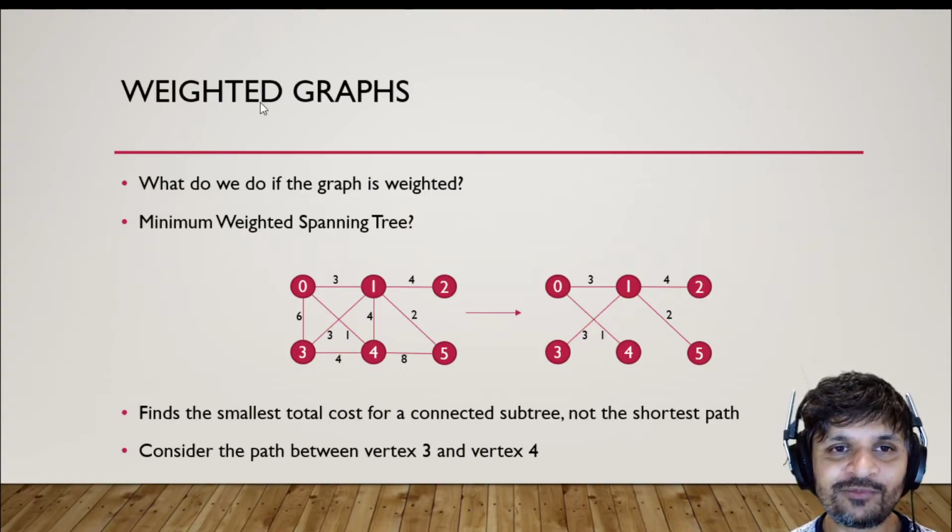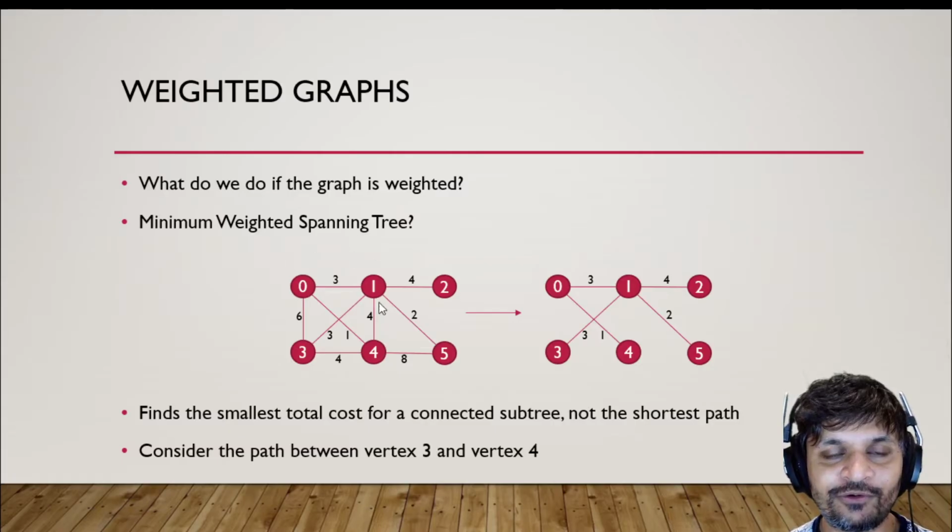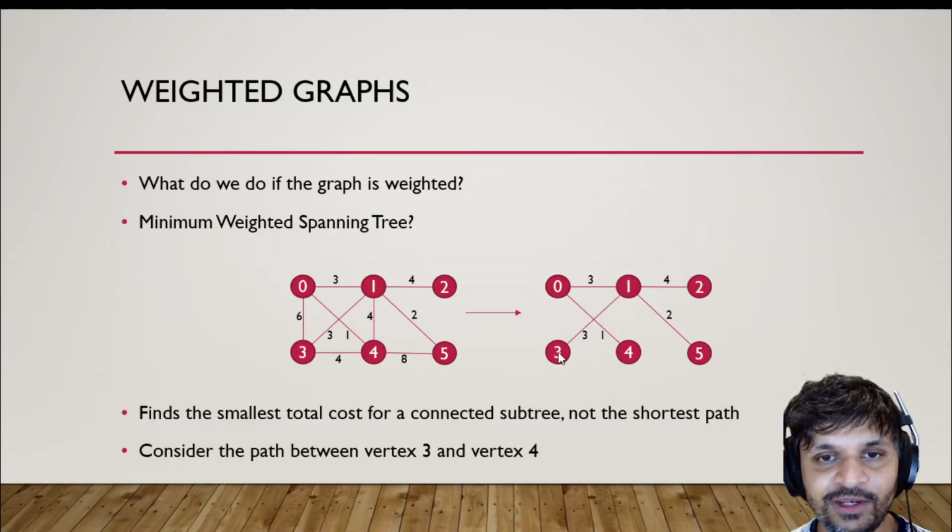Well, the thing is, the minimum weighted spanning tree algorithm doesn't care about finding short paths. It just cares about finding the smallest total cost for a connected subtree, right? So, as an example, let's look at the vertices 3 and 4. If I were to traverse from 3 to 4 in my minimum weighted spanning tree, I'd have to go 3, 1, 0, 4, which would cost me 3, 6, 7, right? But there's clearly a cheaper path than that. I can go from 3 to 4 just by using the edge 3, 4. Okay, so this tree doesn't represent the shortest path from 3 to everywhere.